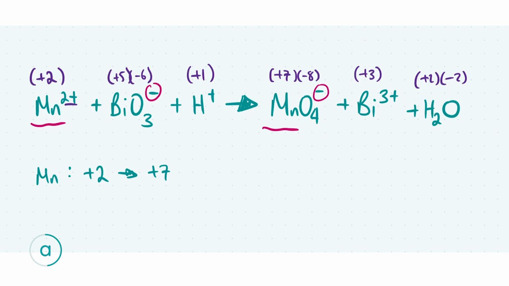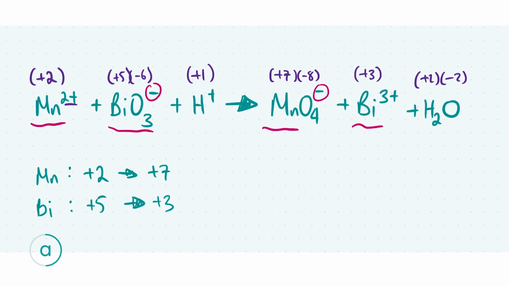And then the next one that's going to be changing is the Bi, and that's going to be changing from this +5. And if we look over here as well, I'll just highlight it also. The Bi here, which is in that species there, is going on its own over here on the right hand side. It's going to have a +3, and in that case, it's going from +5 to +3.